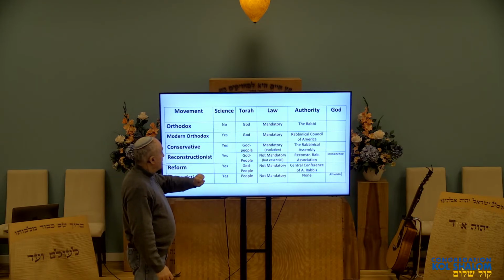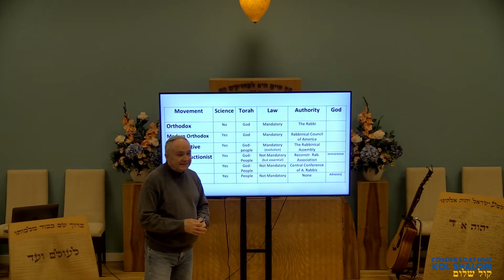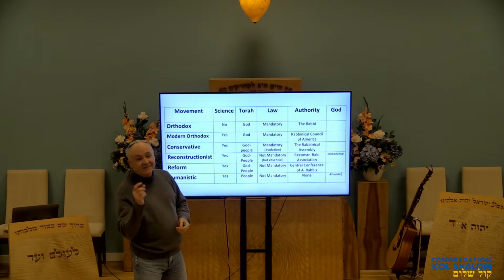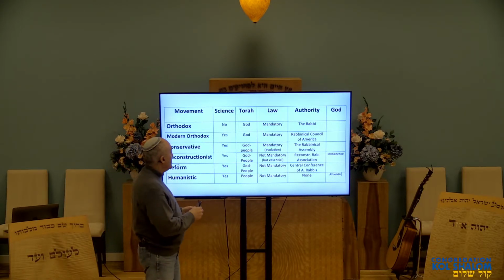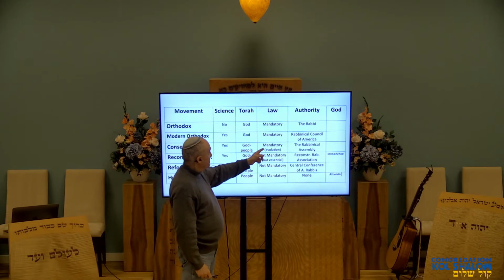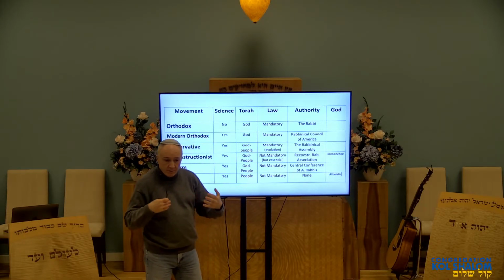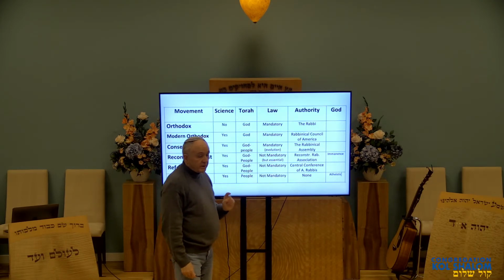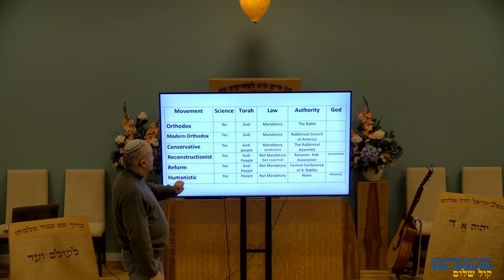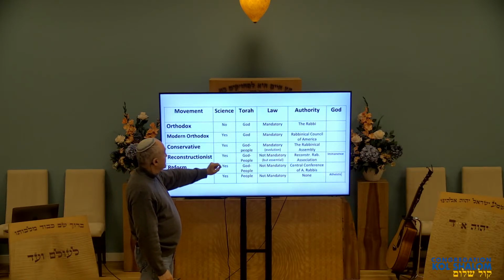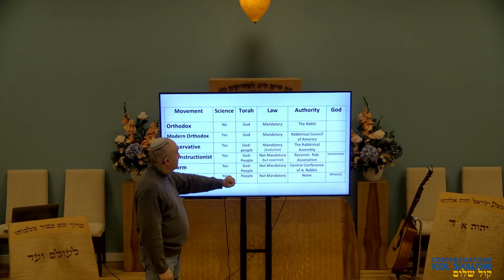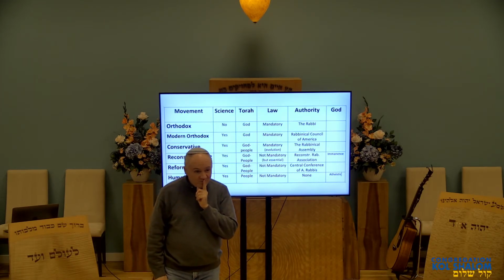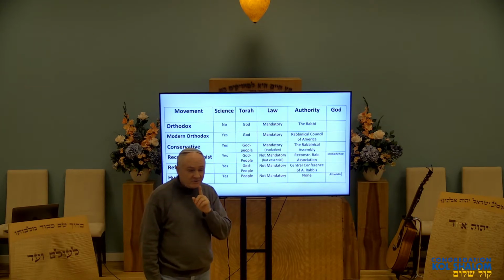Conservative, science, yes. The Torah, God and human beings, as you said, Steph. The law is mandatory, but there's an important evolution of the law. The authority is the Rabbinical Assembly. Reconstructionist, science, yes. Torah, God, people. Law, not mandatory, but essential. Well, this is very, very interesting.